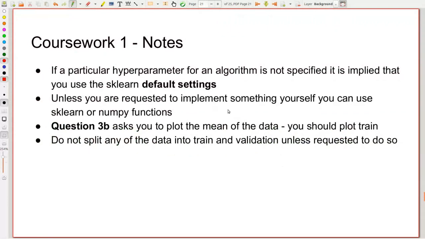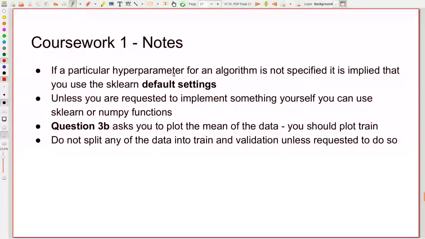Okay, so just a couple of notes on the coursework. These were some of the things I think people were slightly unsure about. And so I'll go through them here, and then by the end of the day, I'll either put this on Learn and GitHub, but I'll also email this to people so they're aware of it.